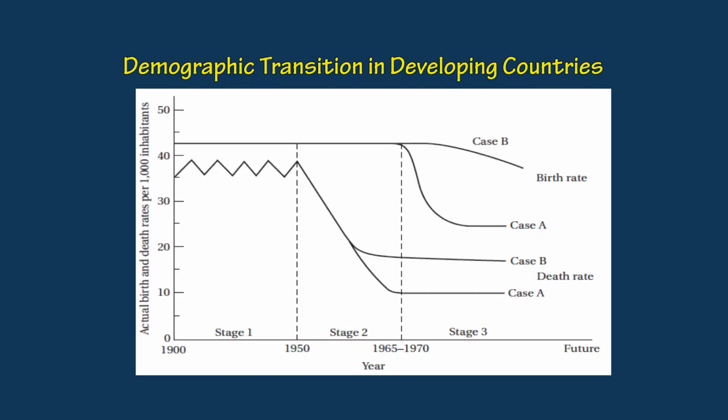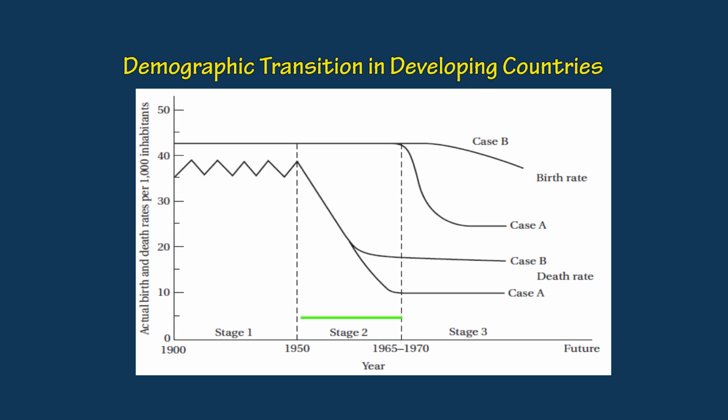So, in the case of developing countries, as we can observe from the figure, stage 1 is 1900 to 1950, in which the birth rate remained very high and the growth rate fluctuated and remained on the whole very high. Since 1950 onwards, we can see stage 2. So 1950 to 1970 or so is stage 2 for the developing countries.